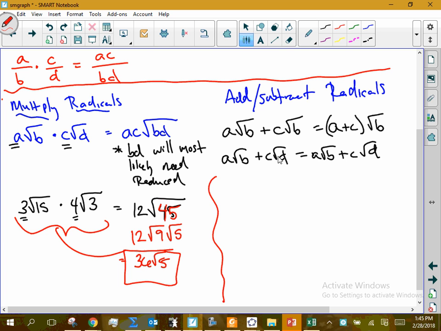If I were adding radicals, let's say I have 5 radical 3 plus 6 radical 3. What's that give me? 5 times 6. Careful.